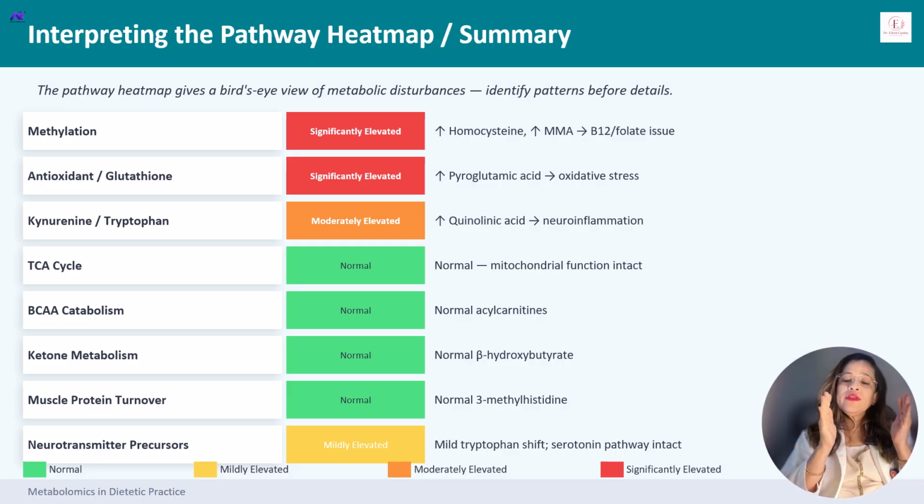When we say look at metabolites in clusters, step 2 is look at the clusters. Do elevated pathways make biological sense together? Yes. So when you see methylation and antioxidant pathways both disrupted, it strongly suggests that B12 and folic acid deficiencies are driving the oxidative stress. And when you talk about the kynurenine pathway, the tryptophan is being shunted towards the neuroinflammatory path, away from serotonin, and therefore there are potential mood implications.